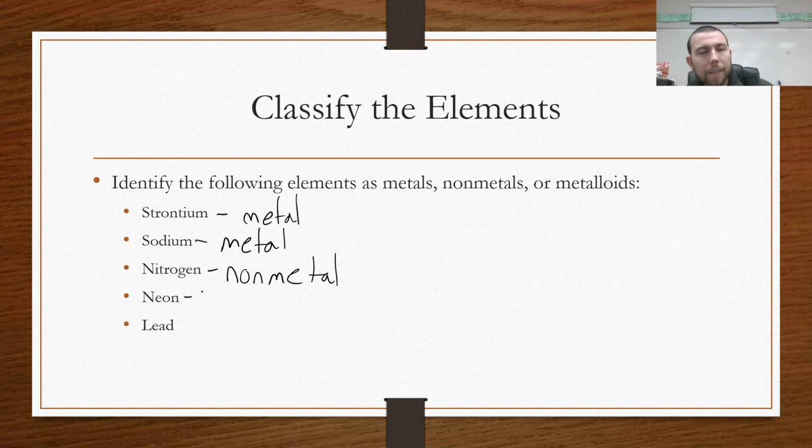Okay. Neon is element number 10. It's in column 18, which means it's a nonmetal. All right. And then lastly, we've got lead, element symbol Pb. It's in column 14. And based on its location, if you looked at the periodic table, lead is a metal. All right. So there you have it. That's the answer to those problems right there.